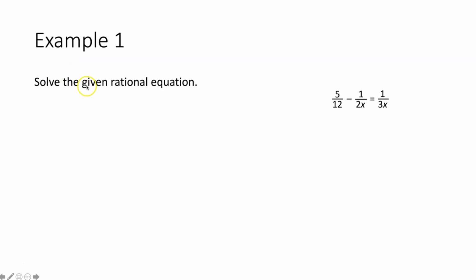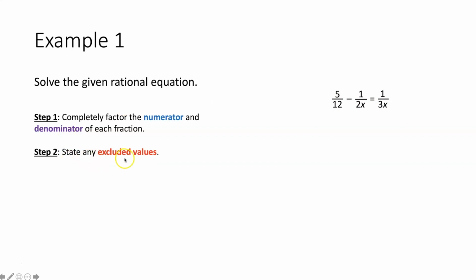Now example 1, to solve the given rational equation. So here's our rational equation. We just need to follow our steps. What is step 1? It's to completely factor the numerator and denominator of each fraction. Here, our numerators and denominators are monomials, so we're good. They are completely factored. We can move to step 2 then, which is to state any excluded values.